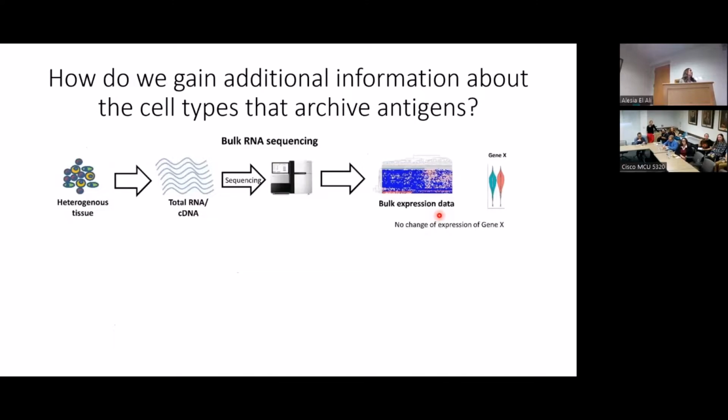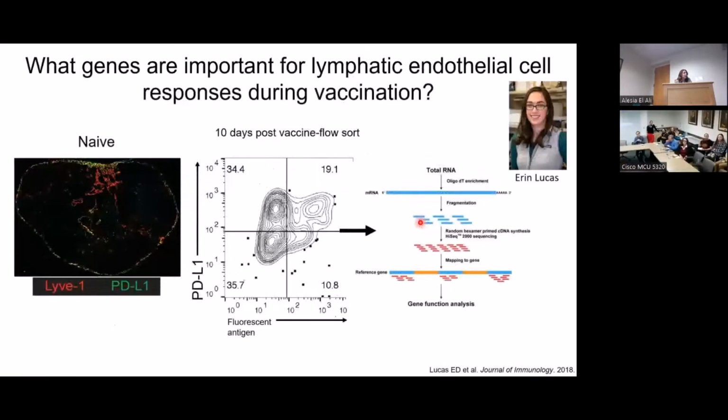And so what we did is we used RNA sequencing. And at this point, we tried bulk RNA sequencing. And so this was done by a graduate student in the lab, Erin Lucas. And what she did is she immunized mice with this fluorescently labeled antigen, and then she waited for 10 days post-vaccination. And she sorted the cells based on PD-L1 expression. And she did this because at that point, PD-L1 was known to be a marker of different lymphatic endothelial cell types. And you can see that here in green.